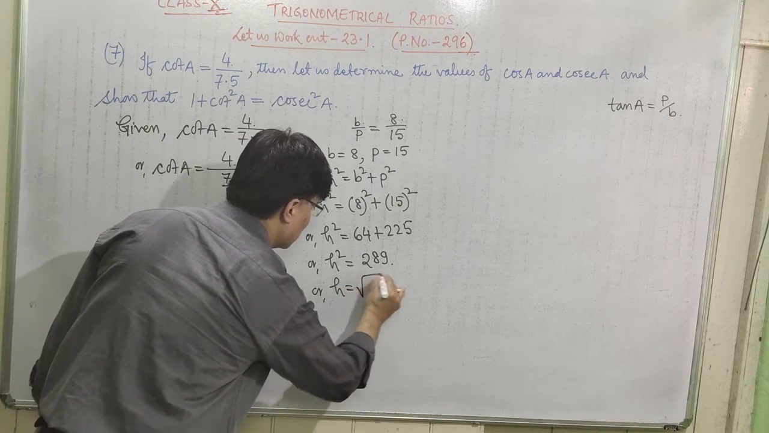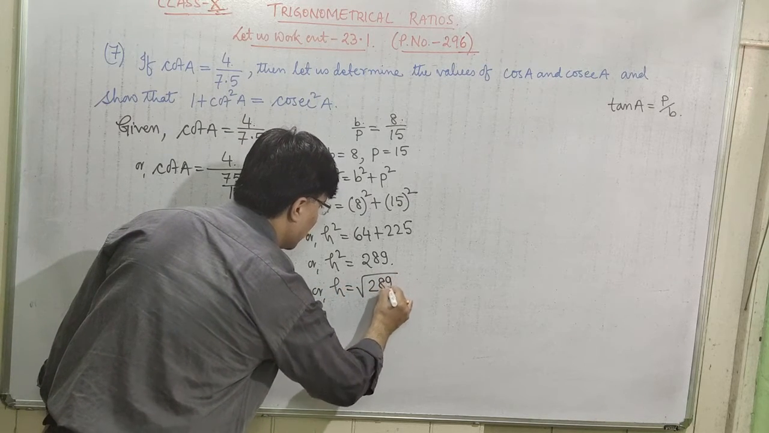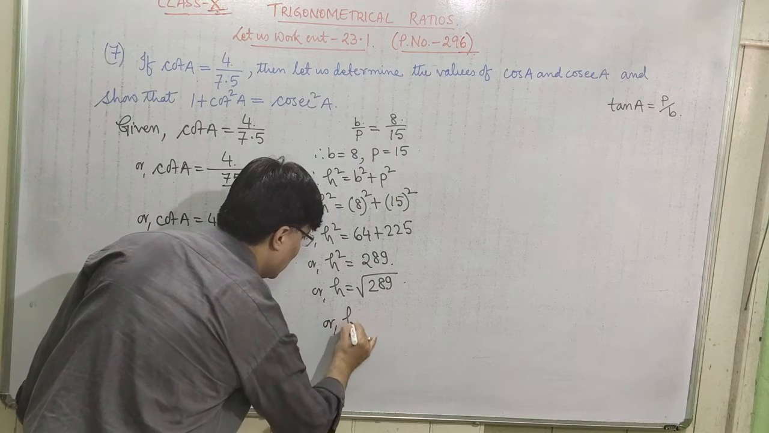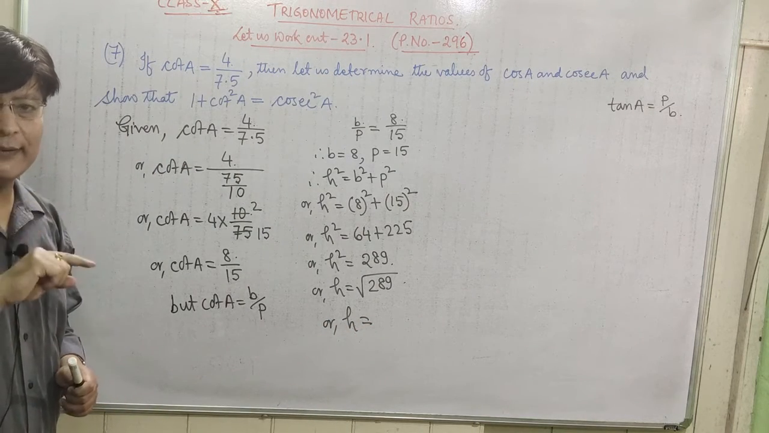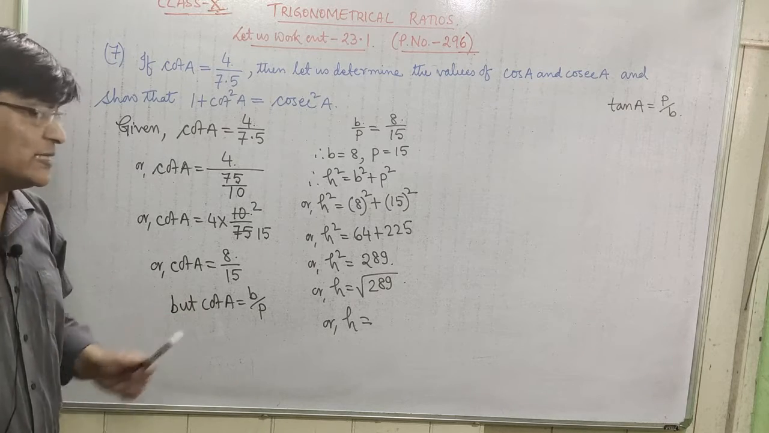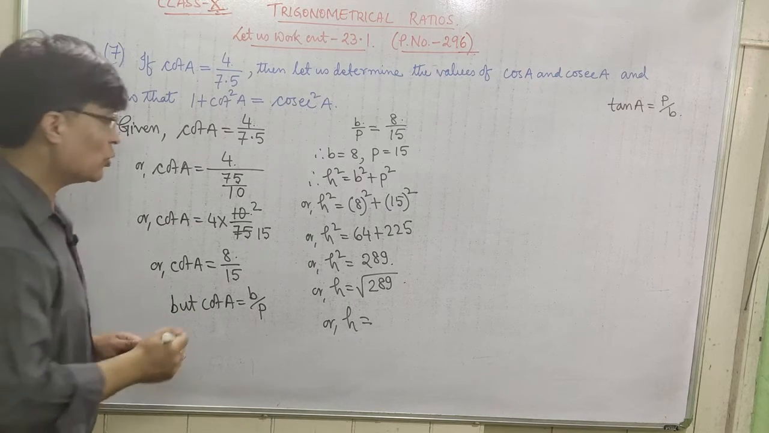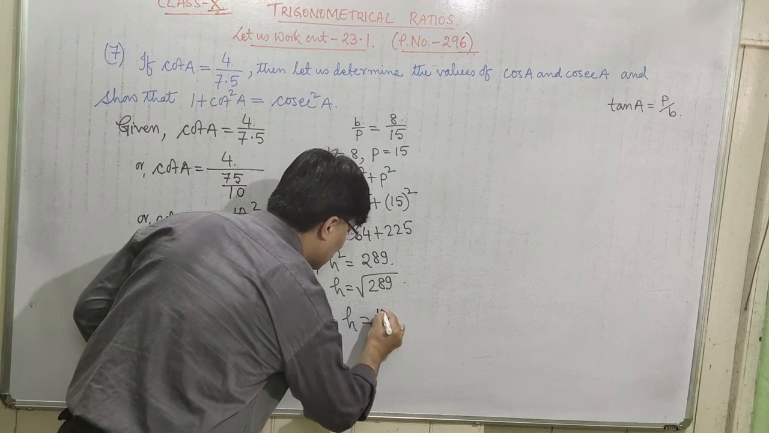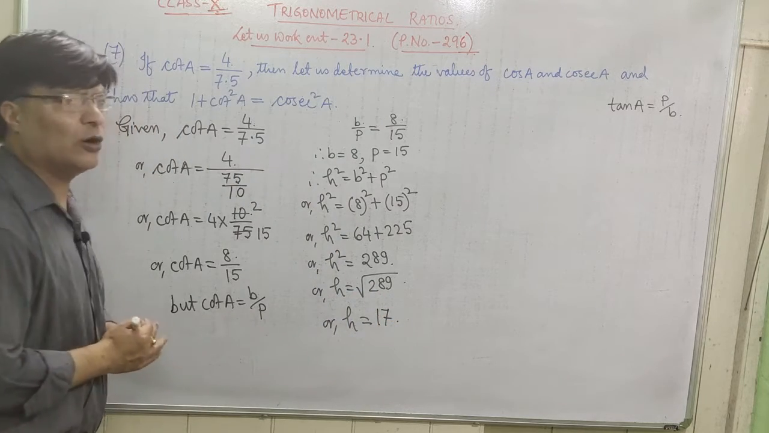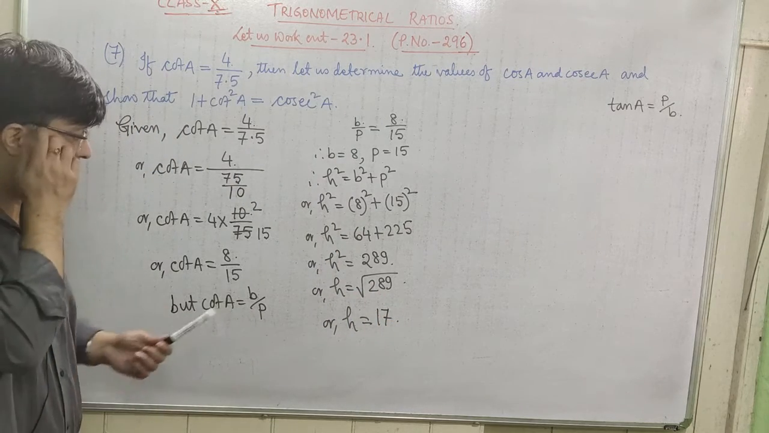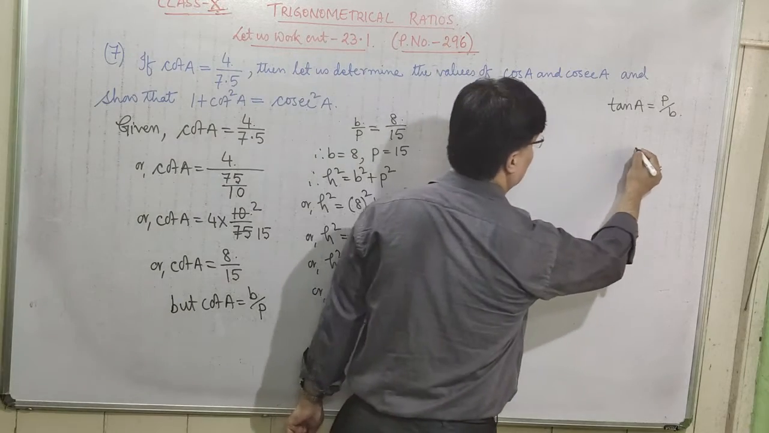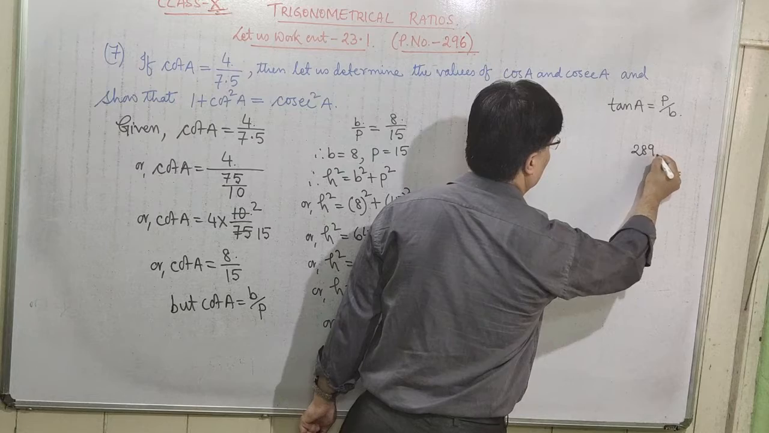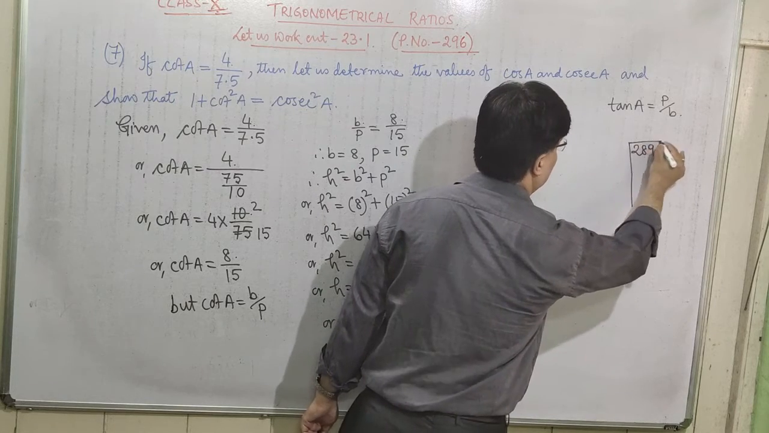That is, H is equal to square root of 289. Now you know that 17 into 17 is 289, isn't it? So what is the square root of 289? It is 17. Or you may use the division method in order to get the square root of 289. So let us do the division method in order to get the square root of 289.